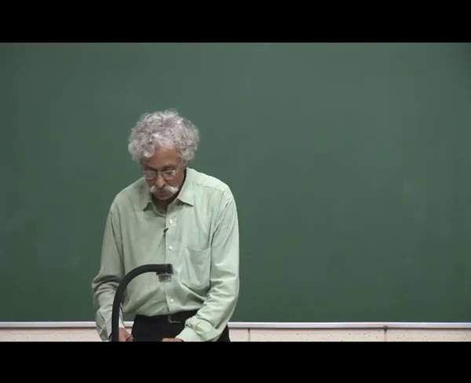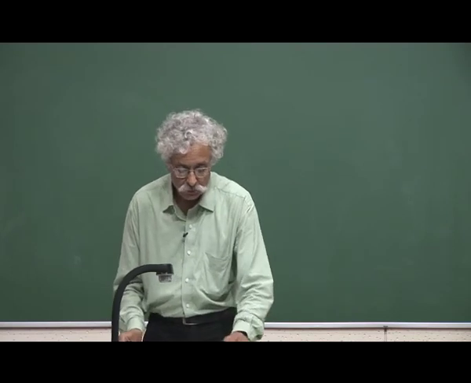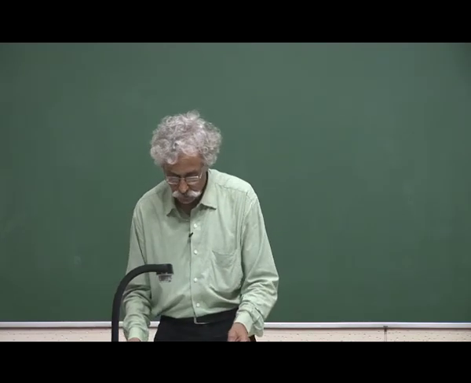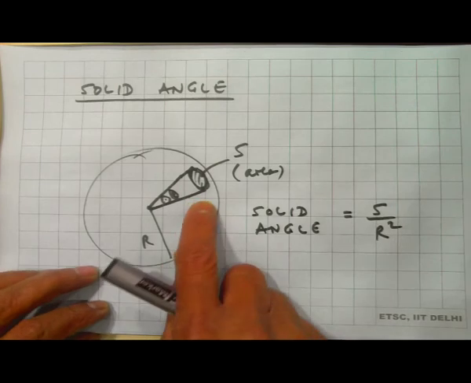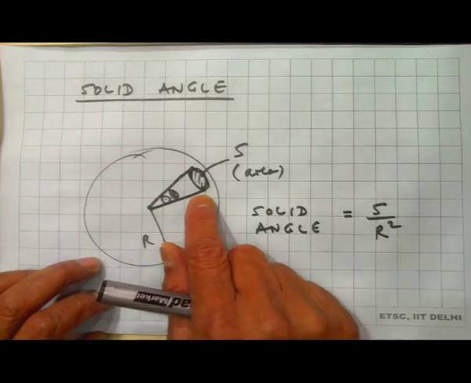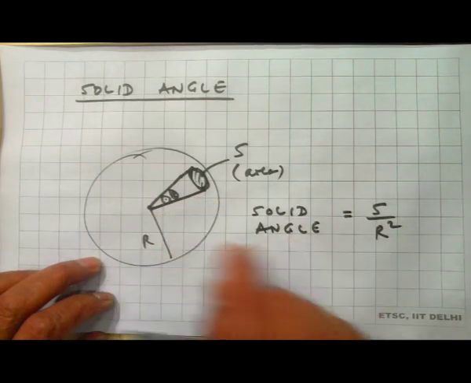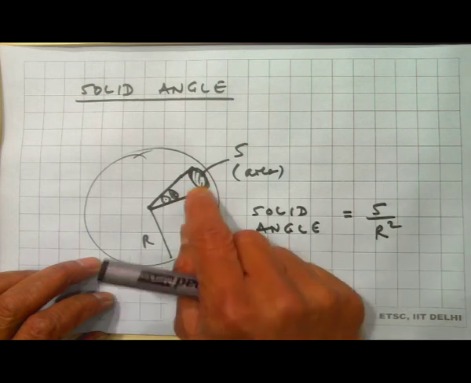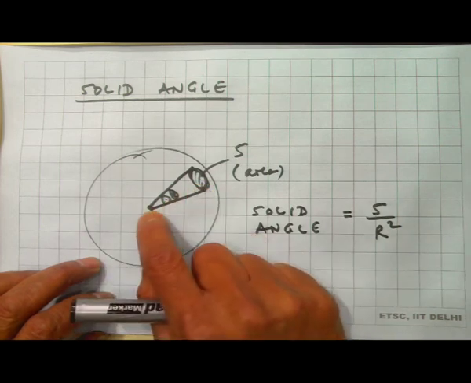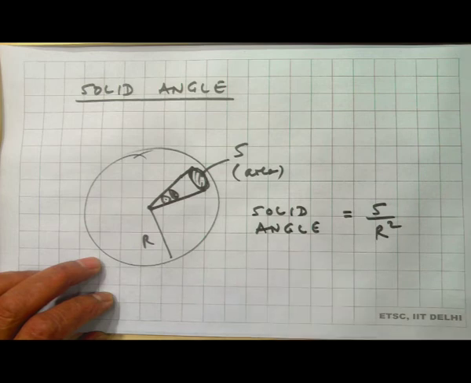So, this is the solid angle. You define the solid angle as the ratio of the area intercepted by this cone on a sphere of radius r, divided by the square of the distance from the point of observation here, and that defines the solid angle.